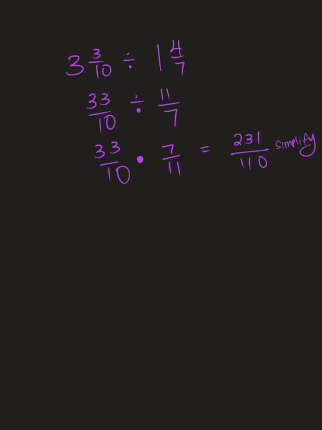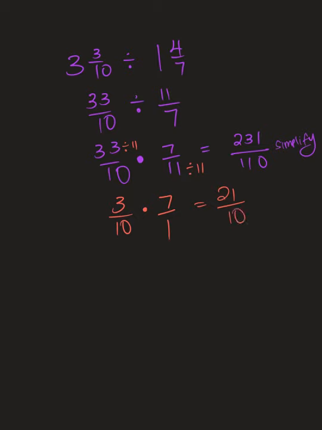So if I look at 10 and 7, nothing can divide into both of those. But if I look at 33 and 11, both of those can be divided by 11. So 33 divided by 11 now becomes 3. So I would have 3/10 times 7 over, and 11 divided by 11 is going to give us 1, which gives us a much simpler problem to solve. And now I just multiply straight across. So 3 times 7 is 21, and 10 times 1 is 10.